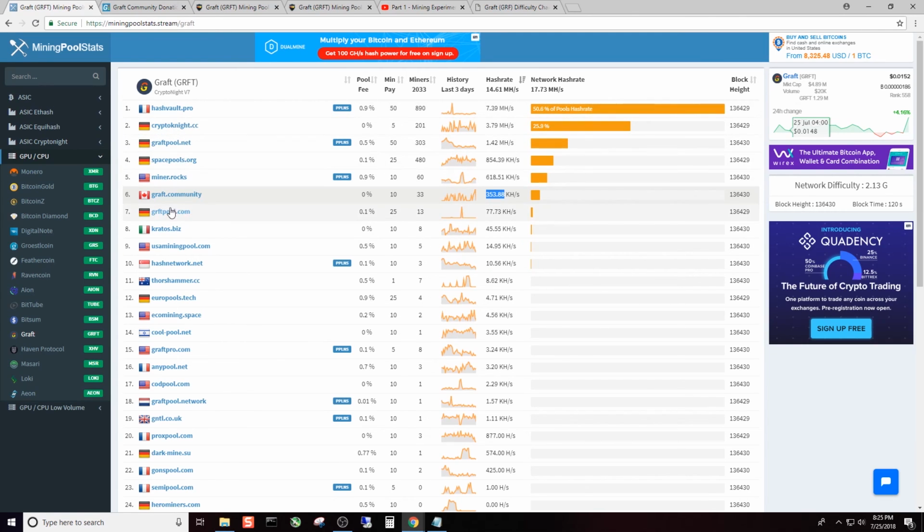Nothing wrong with Hashvault. Nothing wrong with the Graft dot community pool. Nothing wrong with either of those pools. Just I tried to do apples to oranges, okay? And I hope I illustrated the point. I hope I showed you that there was, in my opinion, almost a 10%, 15% difference over that 1 week period. Now, if I were to redo it, maybe do it for a month.